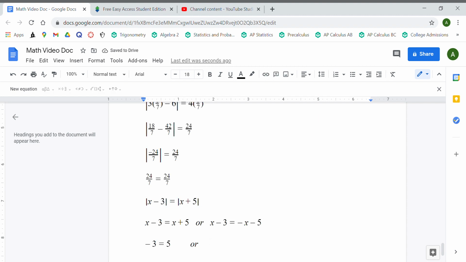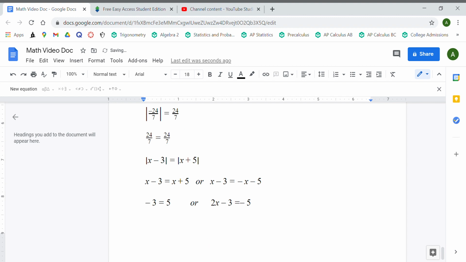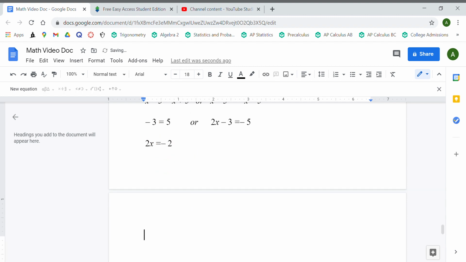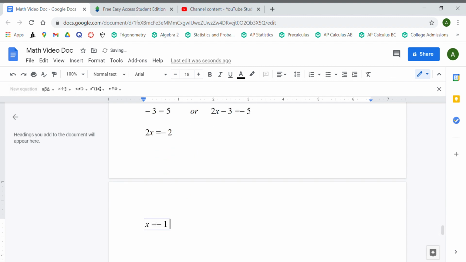So we're going to add x to both sides, and we should get 2x minus 3 equals negative 5. 2x equals negative 5 plus 3, which is negative 2. X should equal negative 1. And that is the only solution to the equation.